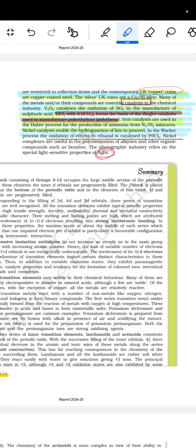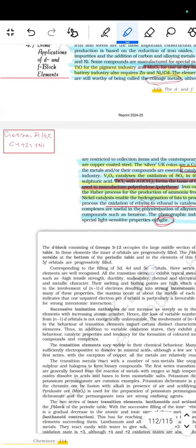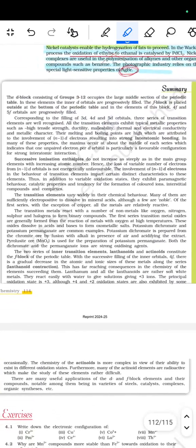ठीक है. Nickel complexes are used in the polymerization of alkynes and other organic compounds such as benzene. The photographic industry relies on the specific light sensitive property of AgBr. जर्मन सिल्वर में Cu, Zn plus Ni होता है. अब इसका समरी देख लेते हैं.